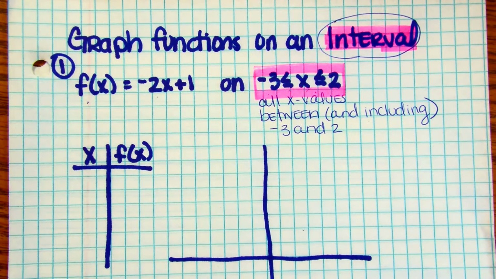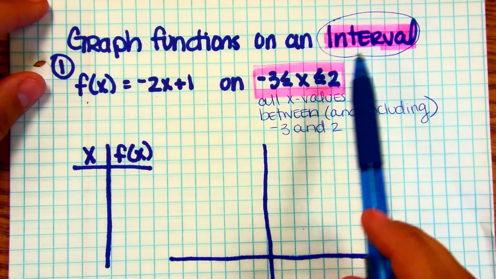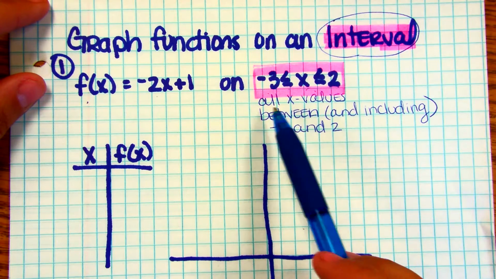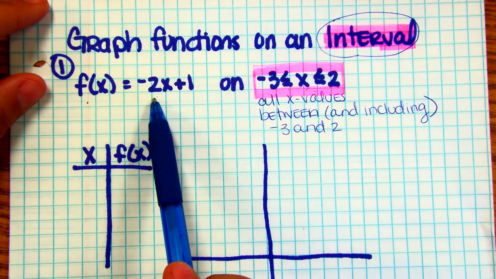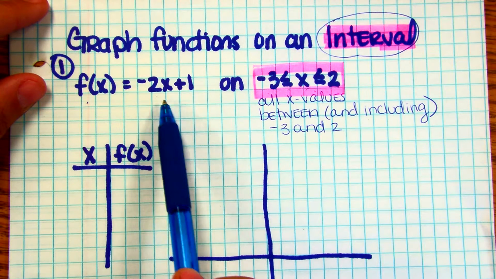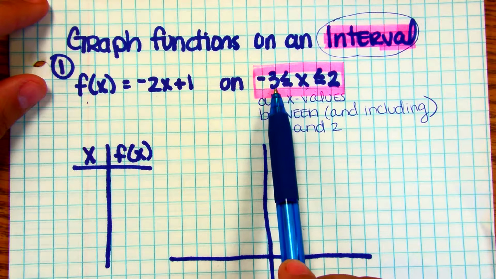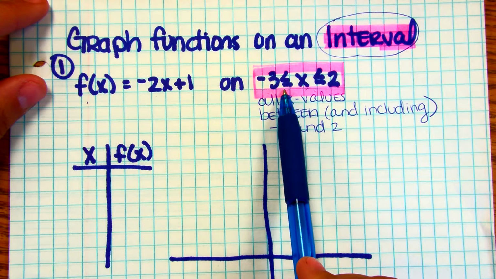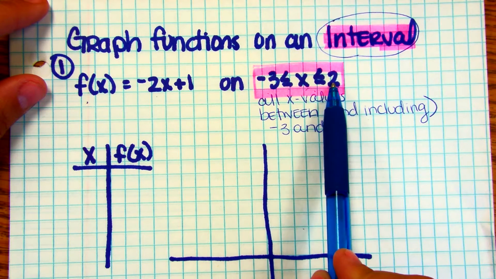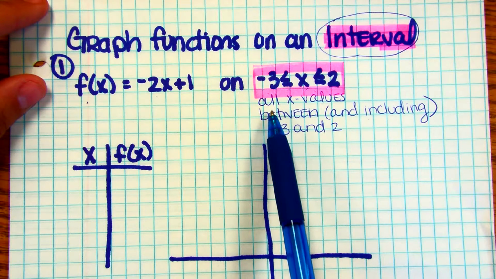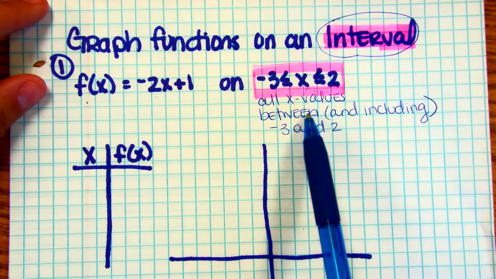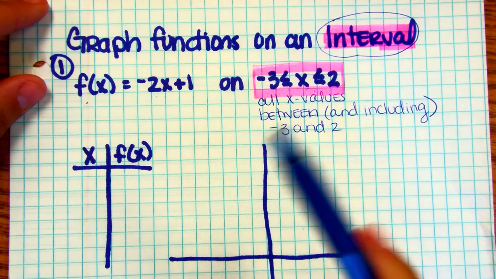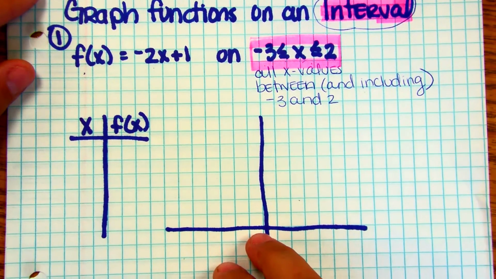Okay, so today we're going to graph functions on an interval. An interval is something that looks like this, and we're going to talk about it in a moment. So we're going to graph the function f of x equals negative 2x plus 1, except only on the interval negative 3 is less than or equal to x is less than or equal to 2. Essentially what this is saying is we're going to graph this function on all the x values between and including negative 3 and 2. So we're not going to graph it anywhere further than that.